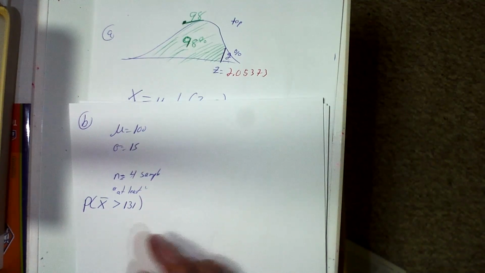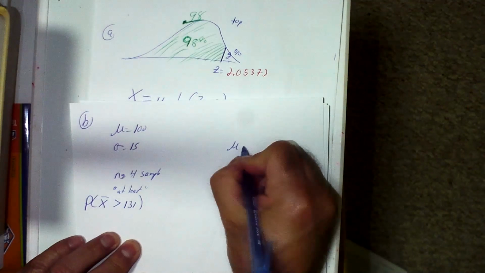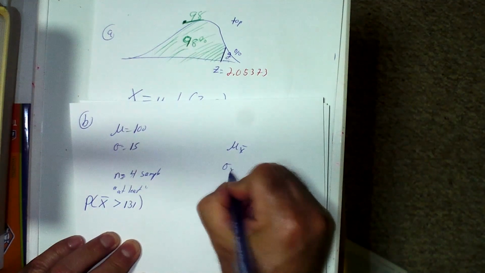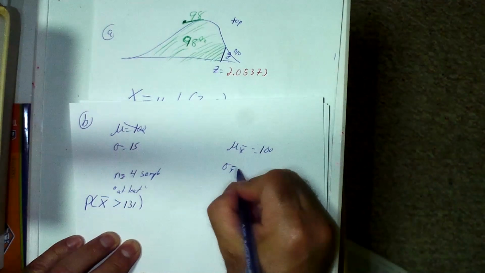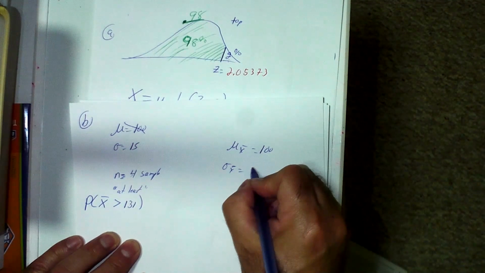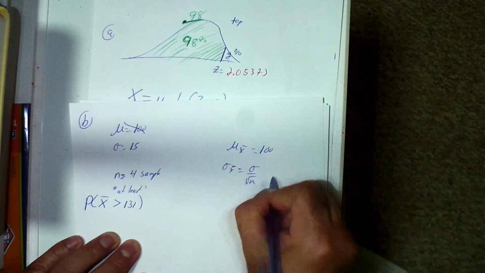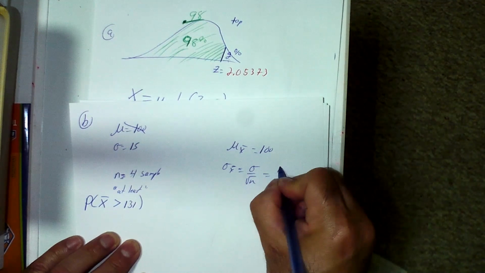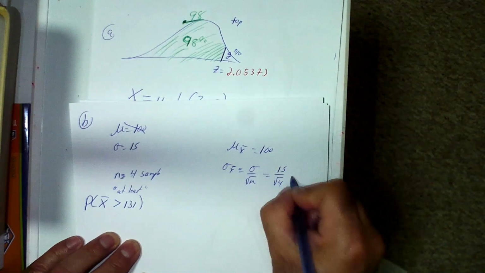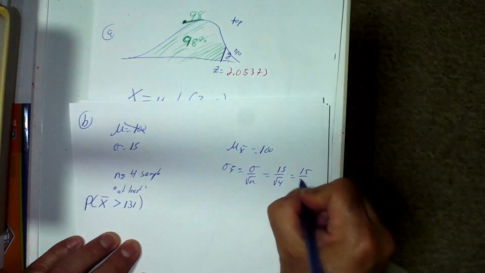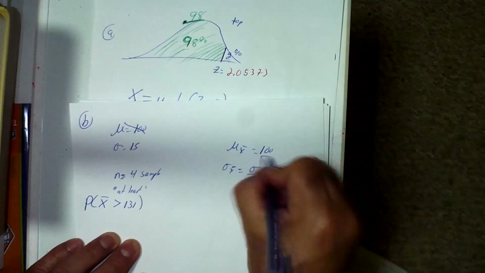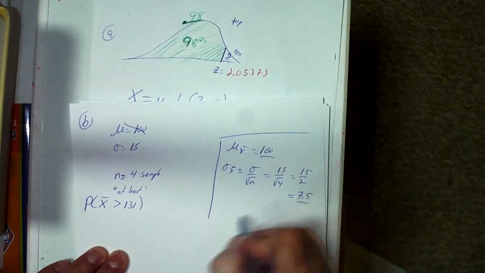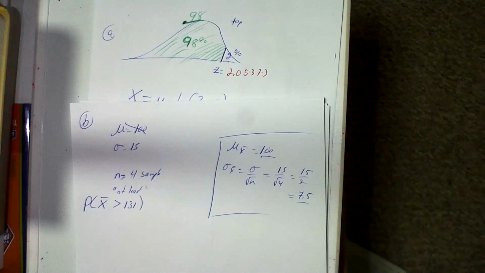All right, so we're going to find mu x bar and sigma x bar. I'm going to use my 100. My sigma x bar is going to be sigma over the square root of n. So that would be 15 divided by the square root of 4. That's 15 divided by 2. What is 15 divided by 2? I think it's 7.5. Is that correct? Let me see. I did it right.